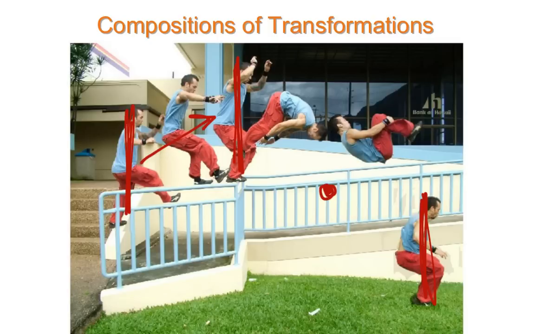Dilation is not allowed to be one of the composition of transformations. We can use reflections, we can use rotations, we can use translations, but dilation is not allowed to be one of those because the final image must be congruent to the pre-image.